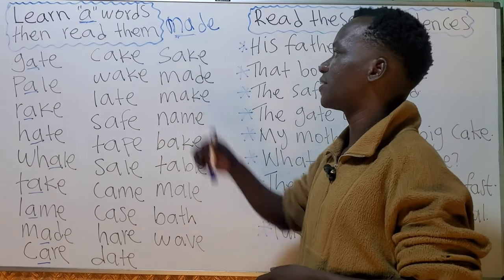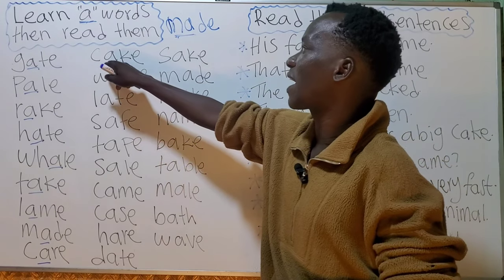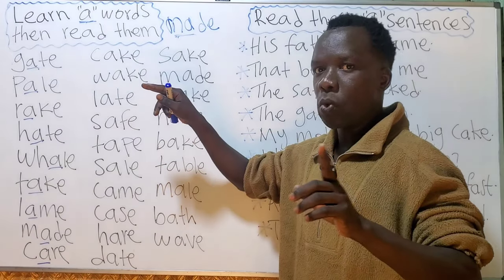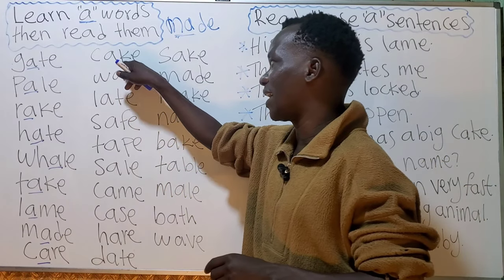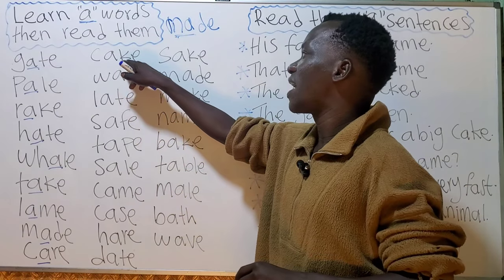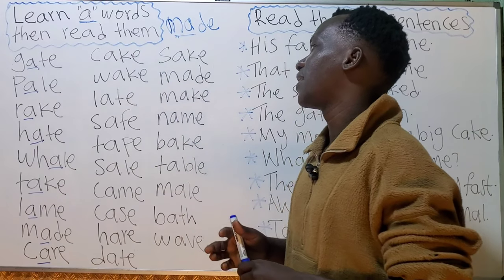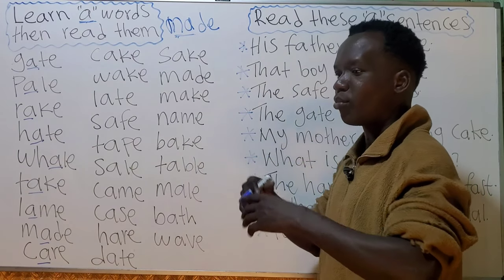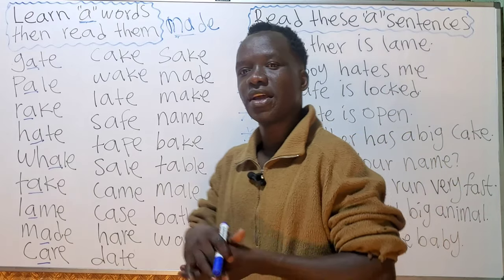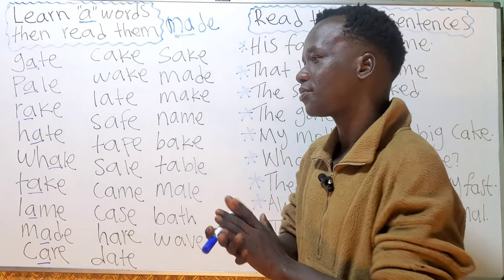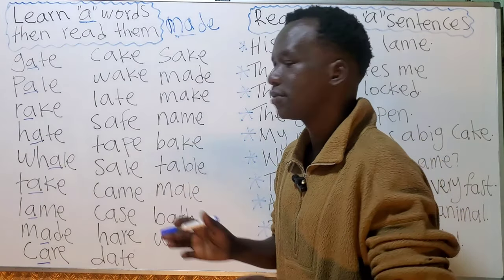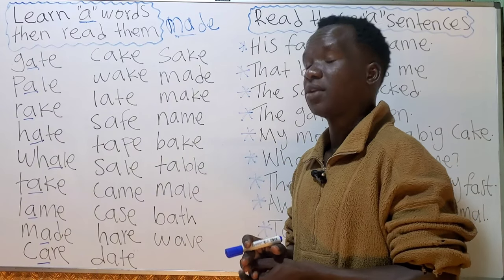And then we have cake. Cake. Yes, not kake. Don't read it kake. It is cake. Cake is a special bread with icing or sugar, baked.